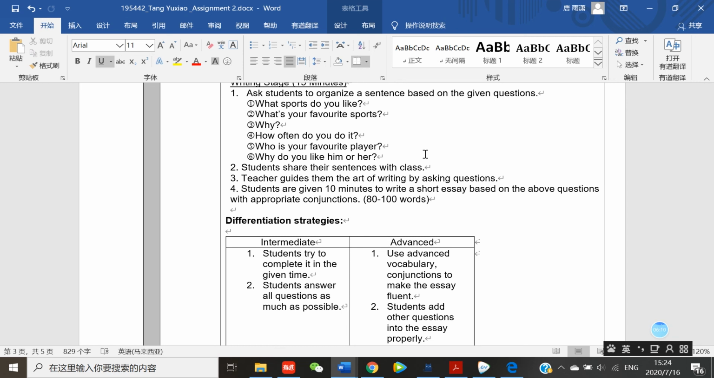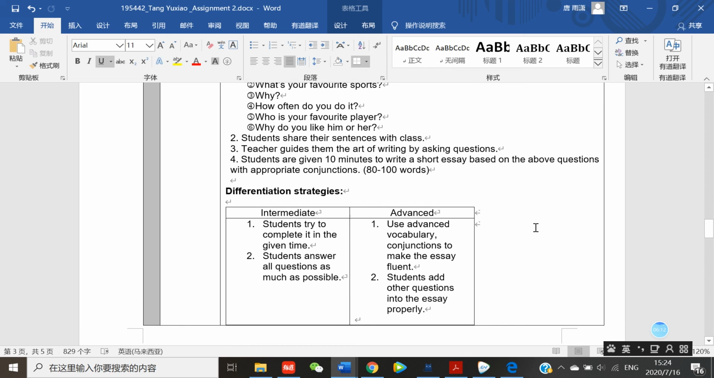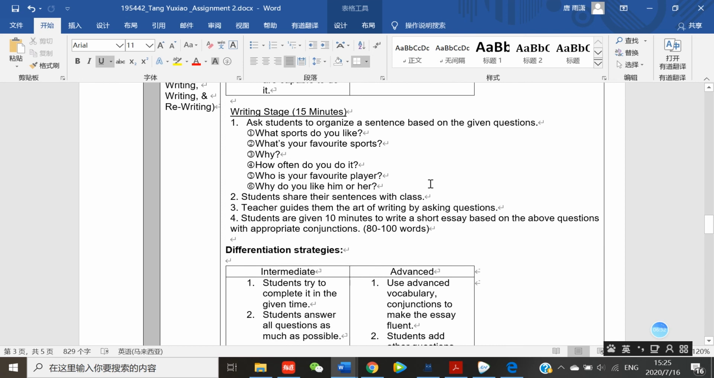And for the advanced students, they need to use advanced vocabulary and conjunctions to make the essay fluent. And what's more, they need to add other questions into the essay properly. So here is the writing stage for the different levels, and the requirement is 80 to 100 words.